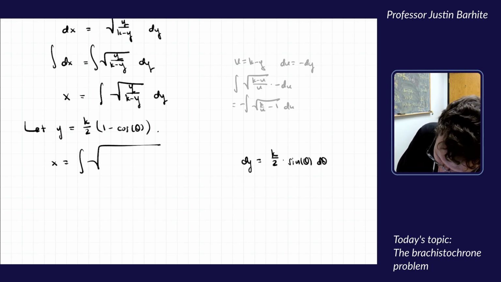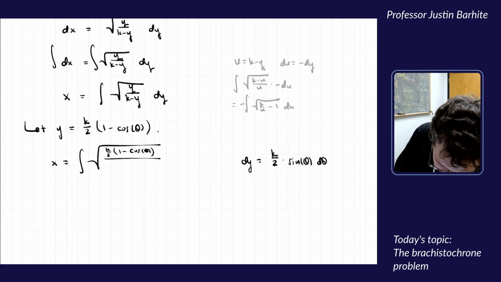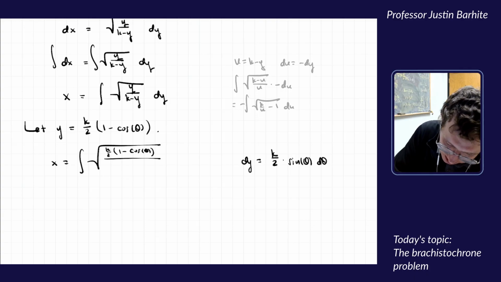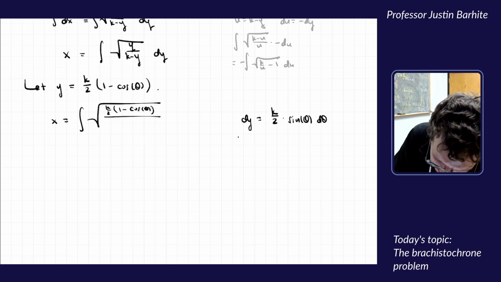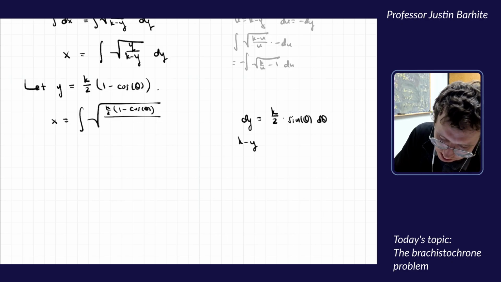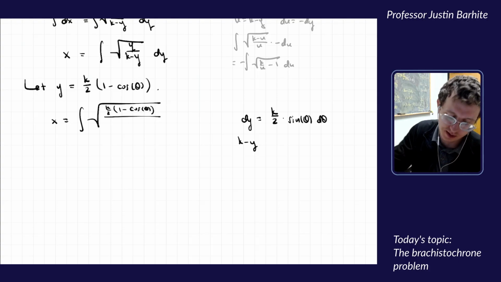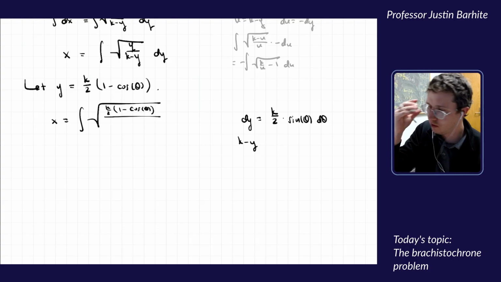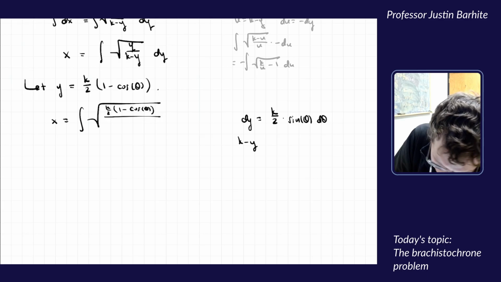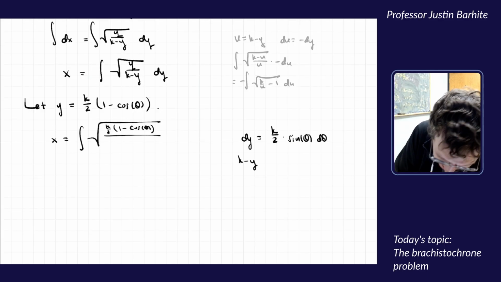of the square root of k over 2 times 1 minus cosine theta over k minus y. I actually want to simplify k minus y over on the right side. I'm not going to try to do it inside the integral, inside a fraction, inside a square root, inside the integral. It would just get too messy. But let me simplify this.